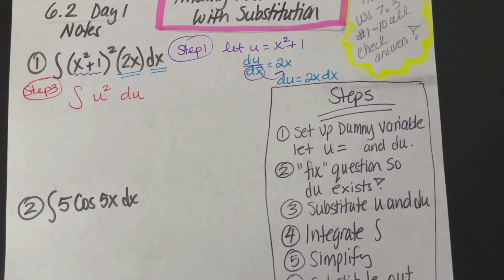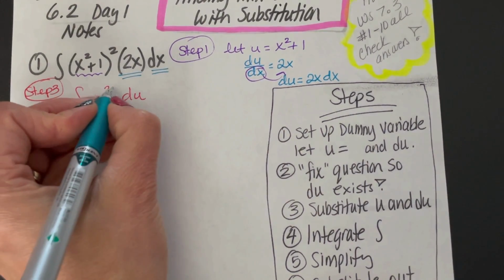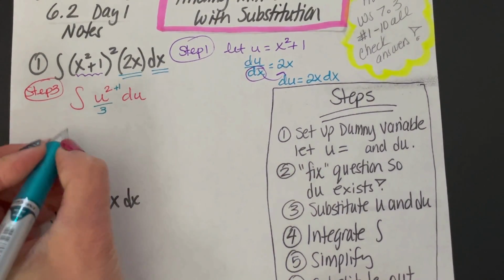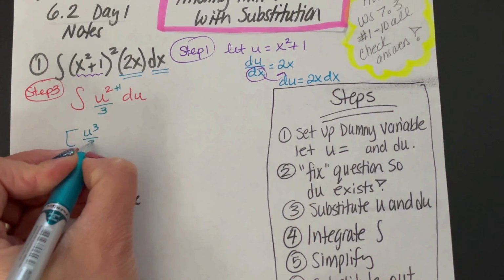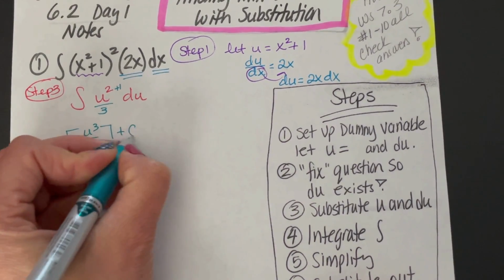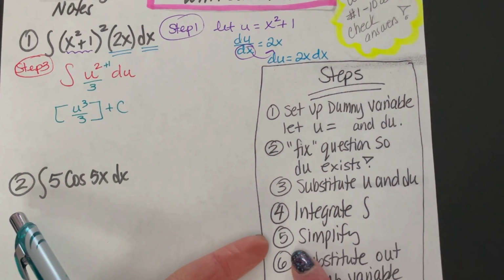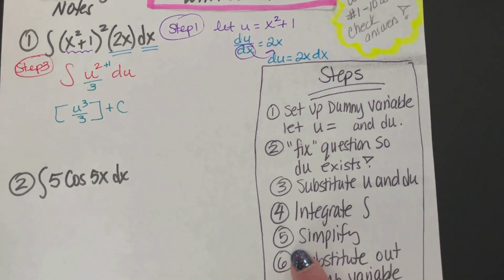Step 4 says to integrate. So now we're going to integrate. So remember, we raise the roof and divide by the sum. 2 plus 1 is a 3. So this will be u cubed over 3 plus c. But I'm not done yet. We integrated. Now step 5 says to simplify. There's nothing to simplify for this particular problem.